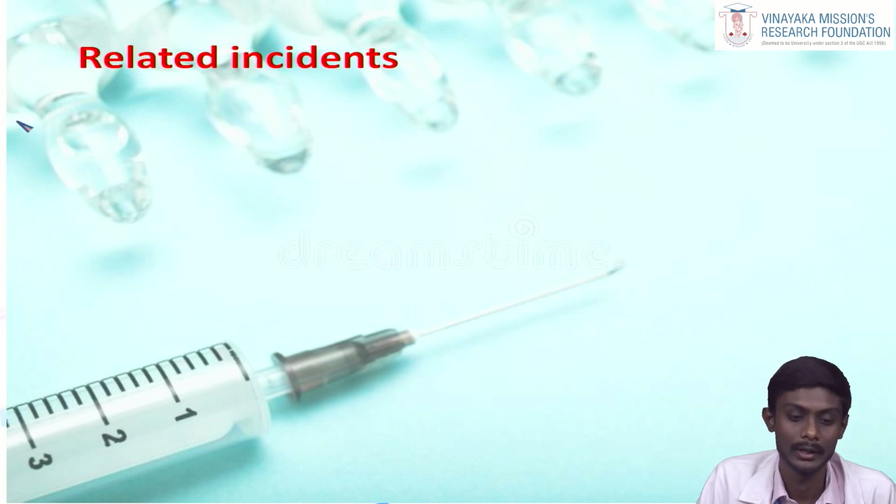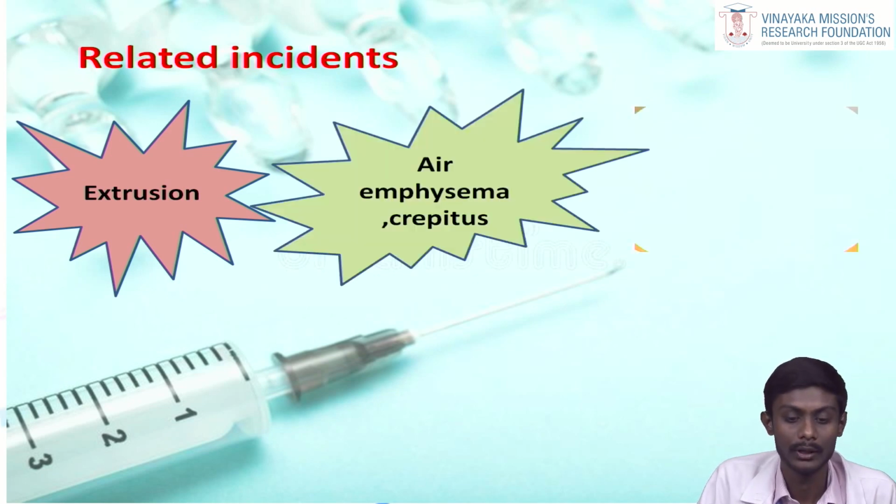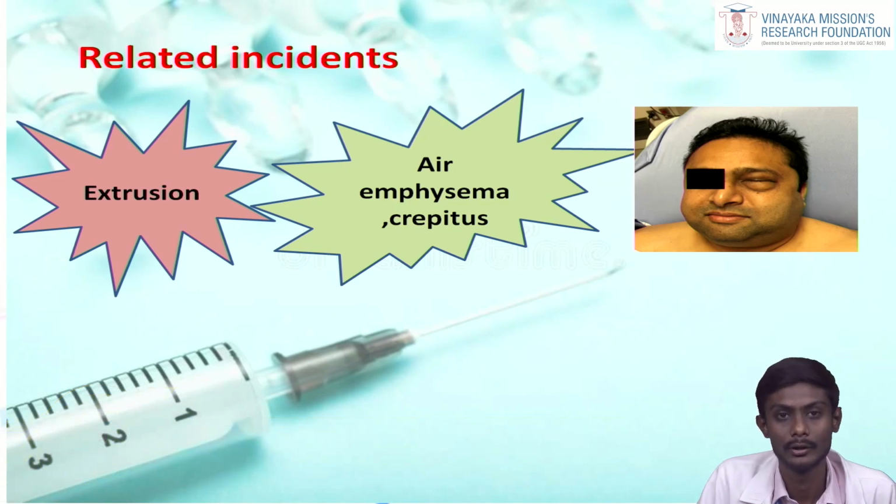The most common related incident is the extrusion of the irrigant solution into the periapical tissue, which is mainly caused by sodium hypochlorite. Next is air emphysema and crepitus. Air emphysema is the forceful injection of air into the subcutaneous tissue, either through the root canal space or through the use of an irrigant solution such as hydrogen peroxide. It is sometimes called air emphysema in dentistry, and crepitus is not common but is also sometimes seen in dental practice.